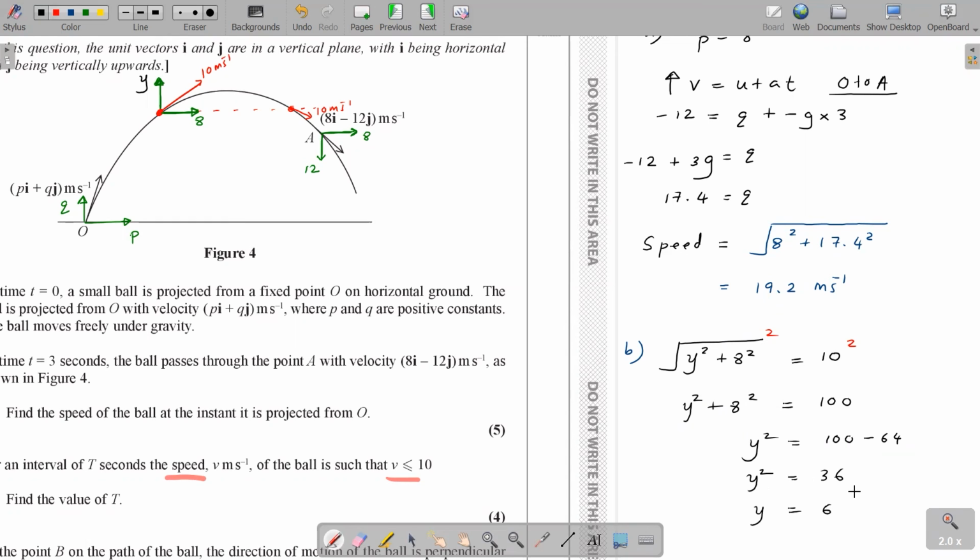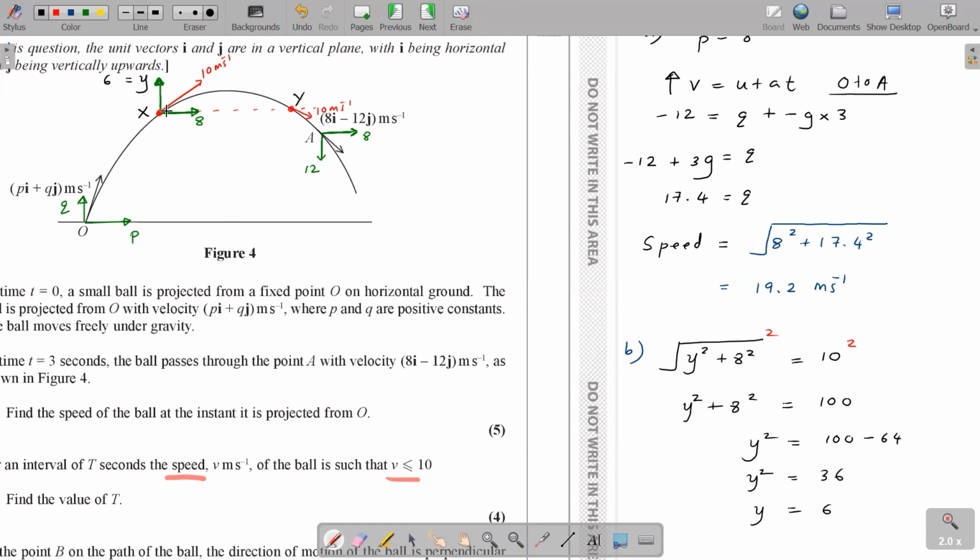At this point, this is definitely a positive y, positive 6, so I'll be working with positive 6 because the direction is upwards. Are you with me? So this is 6. Now I have the vertical component, which is the crucial element. How do I get the time? There are two ways of getting it. You can apply v equals u plus at. Let's say this is point X and this is point Y. You could apply v equals u plus at directly from X to Y.